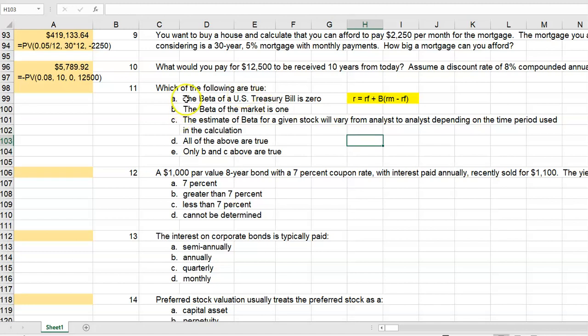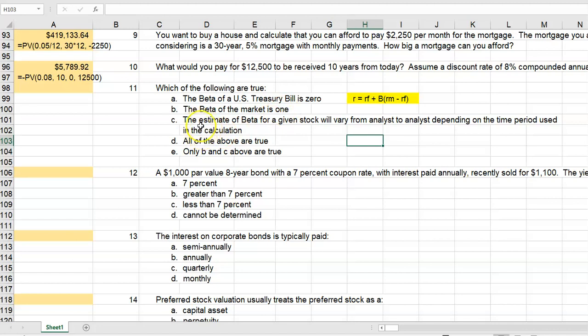The beta of a U.S. Treasury bill is 0. U.S. Treasury bills are what? The risk-free asset. So if I want my return of my risk-free to equal my risk-free, the return on my treasury bill should equal the return on my treasury bill, not plus any of that. So for this case, the beta has to be 0. The beta of a treasury bill is 0. The beta of the market is 1. We know that.